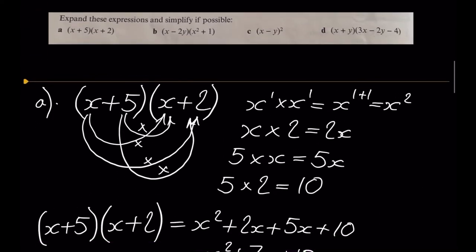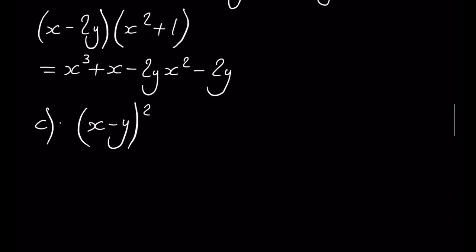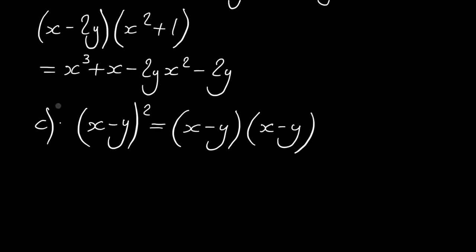Okay, now time for the third example. x minus y all raised to the power 2. Now, whenever we have a power here, the number here is equal to the number of brackets we'll have. So if there's a 2 here, this will be the same as writing x minus y and x minus y again, because it's x minus y all squared. So we need to have two sets of brackets for x minus y.